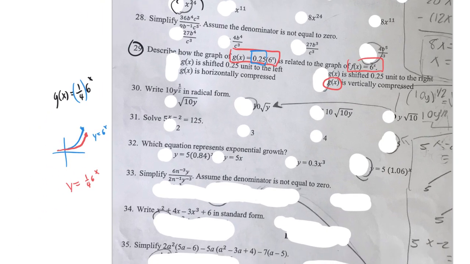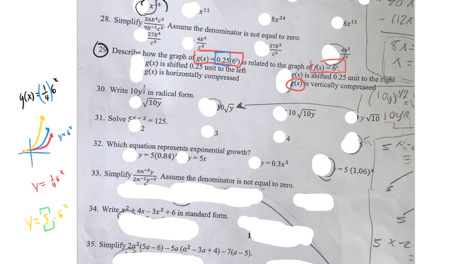Now, for the record, if that was a larger number like a 5, like let's imagine we had another thing that said y equals 5 times 6 to the x. Well, that 5 right there would be a vertical stretch, so that means it would be stretched upward now, like that. Okay, so that's that one.